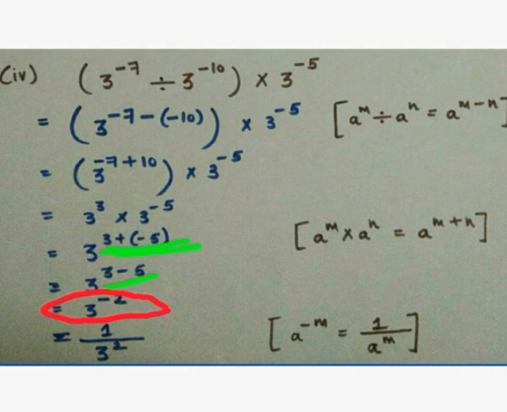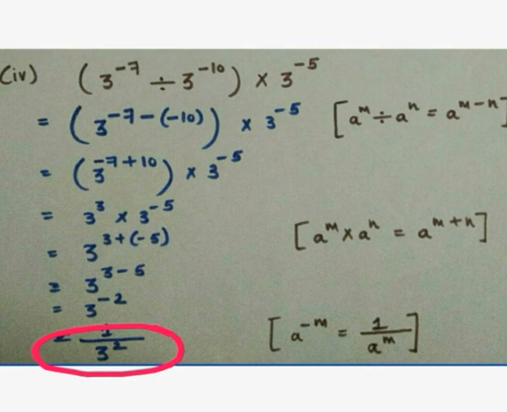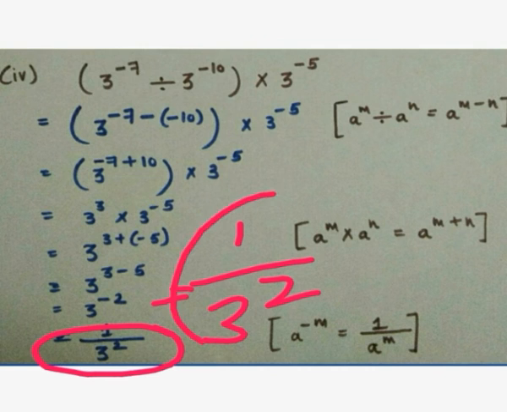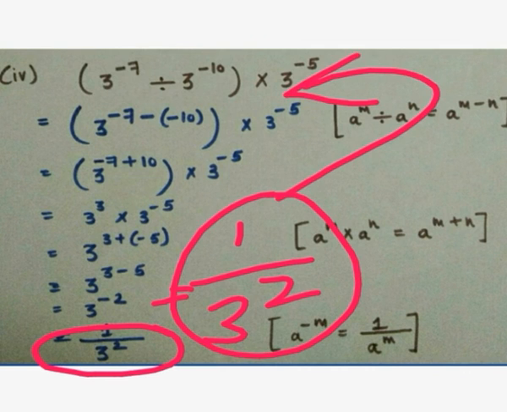Now here 3 to the power minus 2 is a negative exponent. We just can't leave it like this. So we have to convert it into a positive exponent. Again, you know what to do. To convert it into a positive exponent, we are going to write it as the reciprocal of its positive exponent. So finally, 1 upon 3 to the power 2 is the answer in exponential form for this given expression.